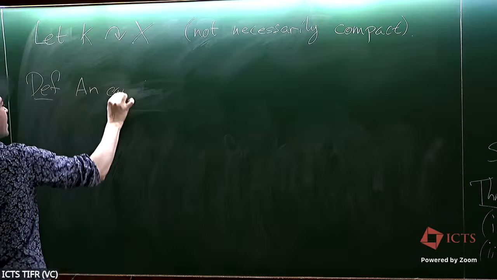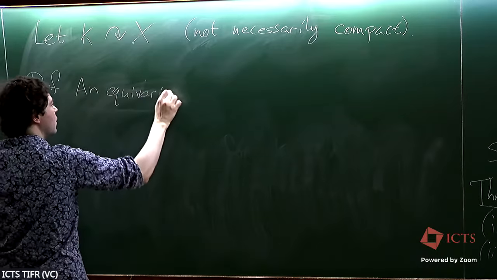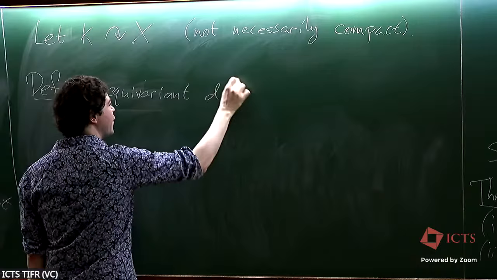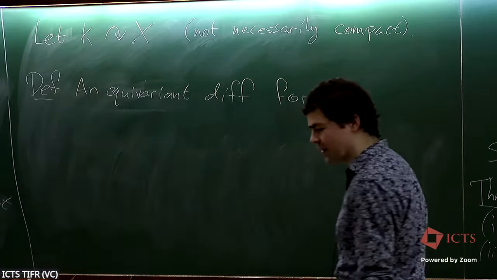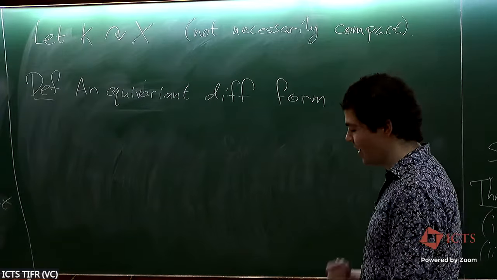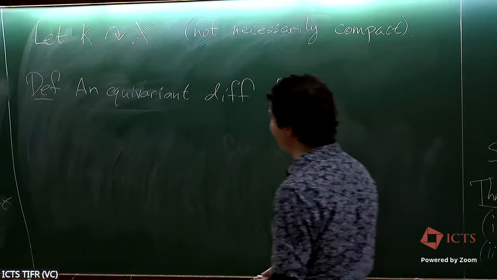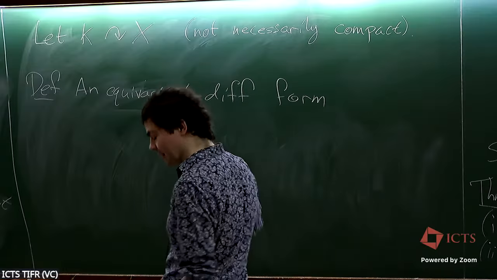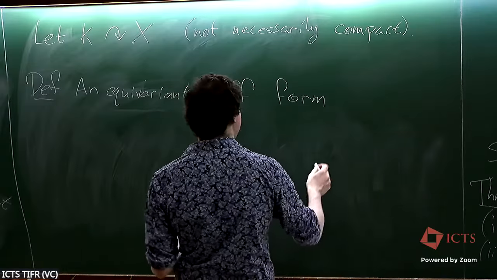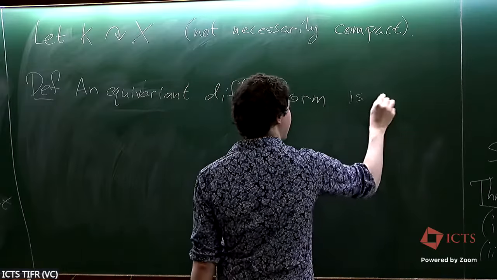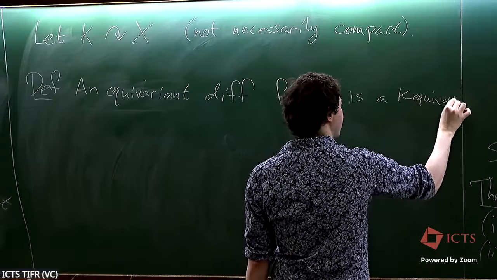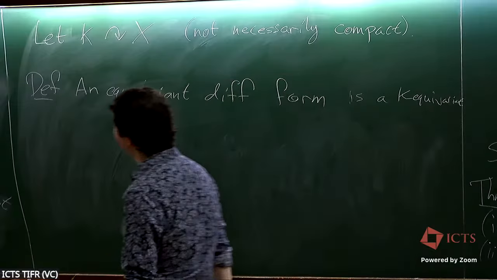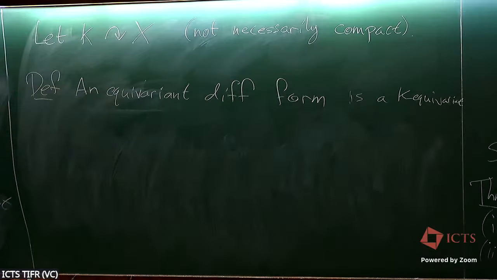An equivariant differential form. Essentially, the philosophy of equivariant differential geometry is we want to do all of the things that we do in the basics of differential geometry, but incorporating this group action. So an equivariant differential form is an assignment of a sum of differential forms to every element of the Lie algebra of K, so to every vector field induced by the K action on X.